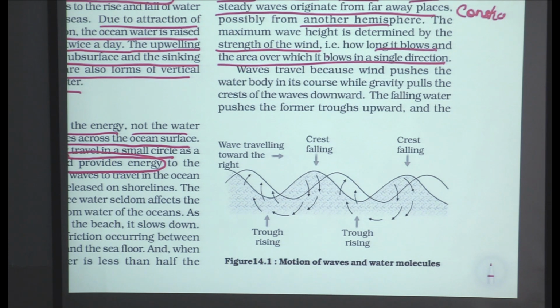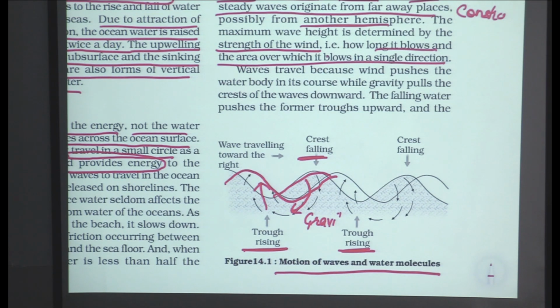Can we notice it again? This is my wave crest, this is my wave trough, and as we take the rising here, then it falls here. So the circulatory reference we have taken, trough rising, crest falling. Why is the crest falling? Gravity. So motion of waves and water molecules, and by default we are taking wind drag like this.